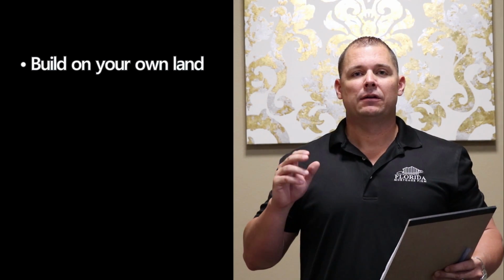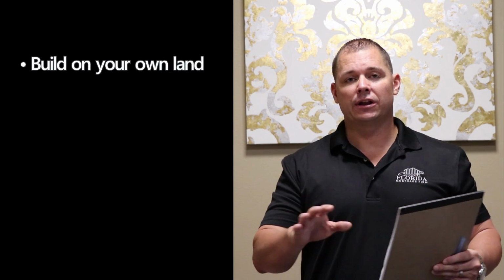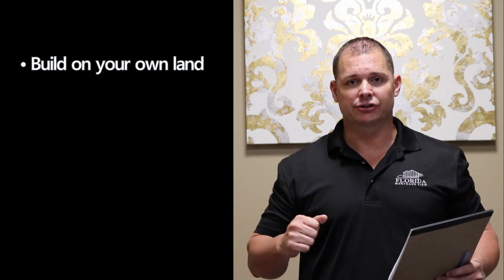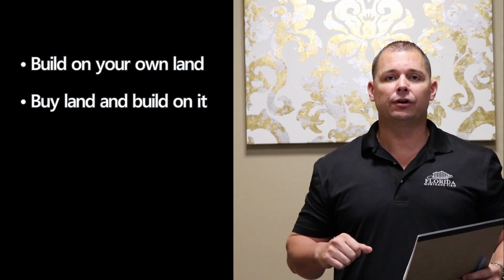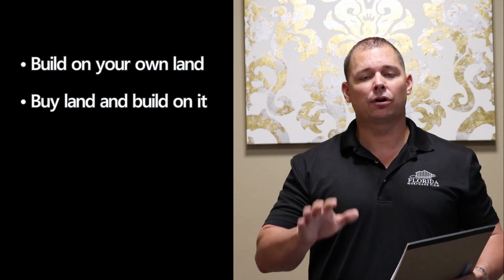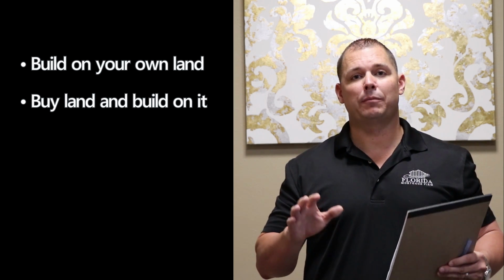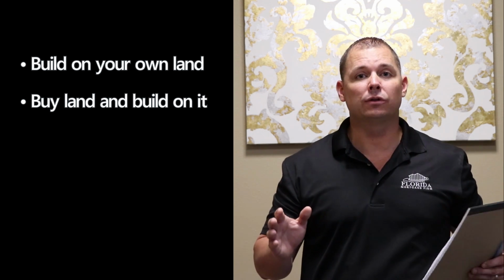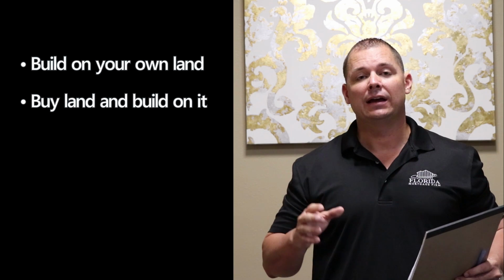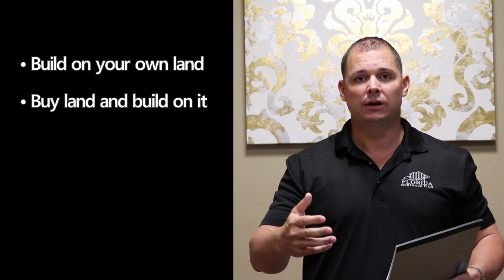So here's a few examples of how you can benefit from a construction to perm loan. You can actually build on land that you already own free and clear and get the money for construction. You can also buy land that you don't currently own without the traditional massive down payments that are required for land-only loans. So you can buy the land and simultaneously get money to build your home with a construction permanent loan.